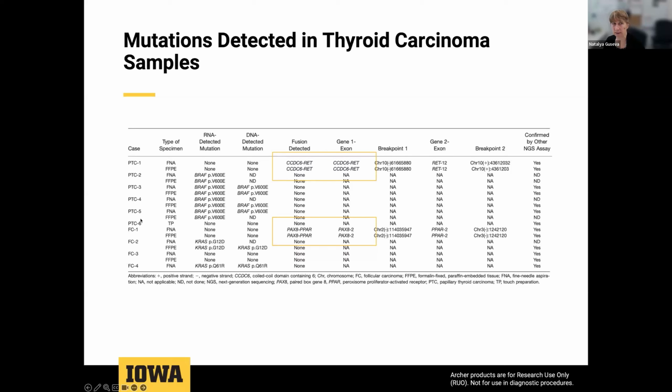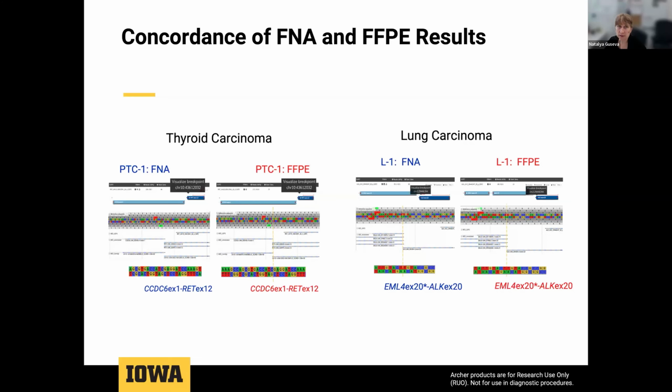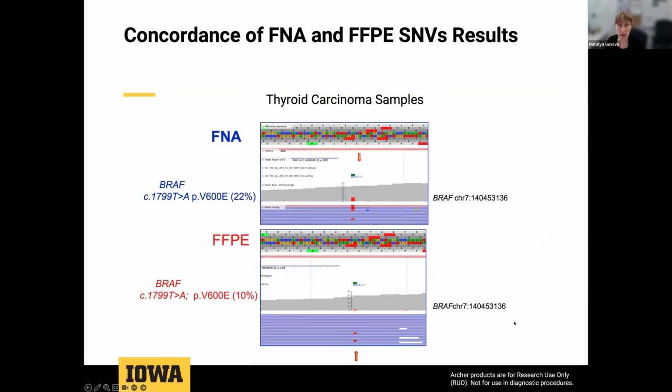All thyroid specimens had a pair in FFPE. We could detect RET and PPARG fusions, which we confirmed by RT-PCR and Sanger sequencing. And we also found some KRAS and BRAF mutations, confirmed by DNA sequencing. So this is the concordance of FNA and FFPE results for fusions in thyroid and lung carcinoma samples. And we also had it for point mutations for FNA and FFPE. This is a presentation of BRAF V600E detection.